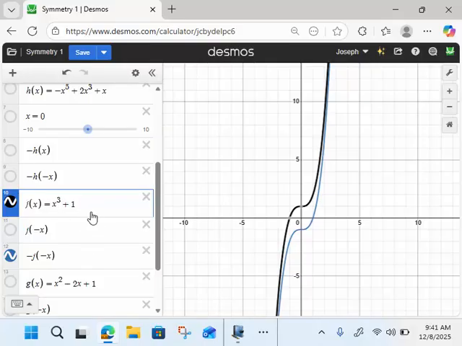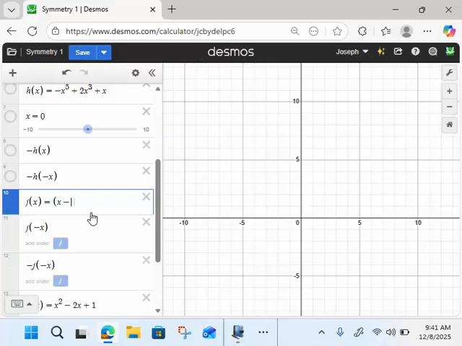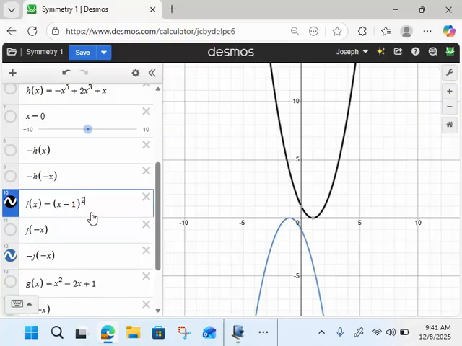So that's not anti-symmetric. Kind of for the same reason that this is not symmetric, right? The right side is not the same as the left side because we're talking about the y-axis here. Okay, that is not an even function. It does have symmetry, but its axis of symmetry is at x equals 1, not x equals 0.